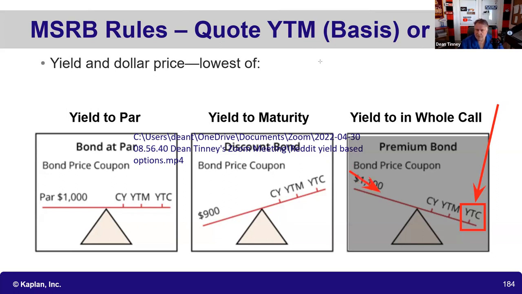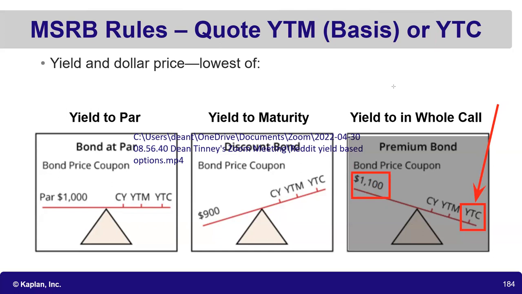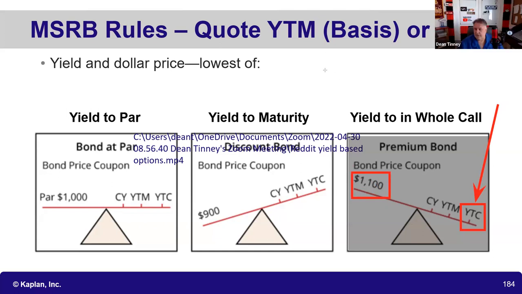Do you remember the only exception? What was the only exception to the MSRB rule about quoting yield to call? What was the only call provision I need not disclose? Yeah. That's exactly right. The catastrophe call is the only one.